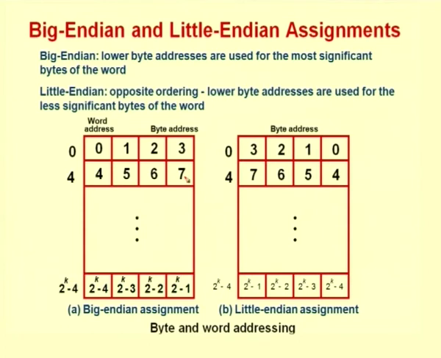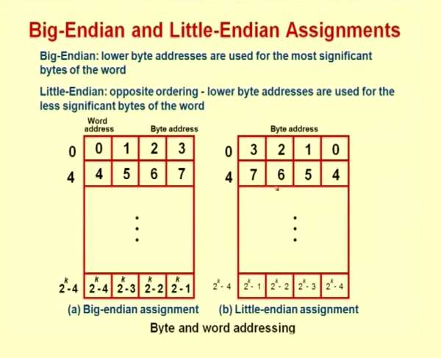The opposite of this is called the little endian addressing assignment, where the lower byte addresses are used for the less significant bytes of the word. That is, if I take this to be my least significant byte, the least significant byte also gets the lower address: it has an address of 0, the next byte has an address of 1, the next 2, the next 3 and so on. This entire word is addressed as word 0. In the next word, which starts at location 4, bytes 4, 5, 6, 7 will be stored in this order.